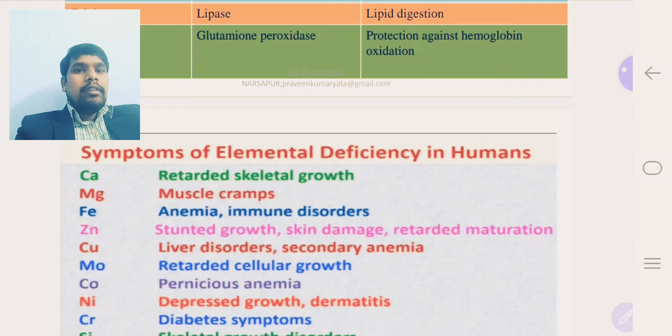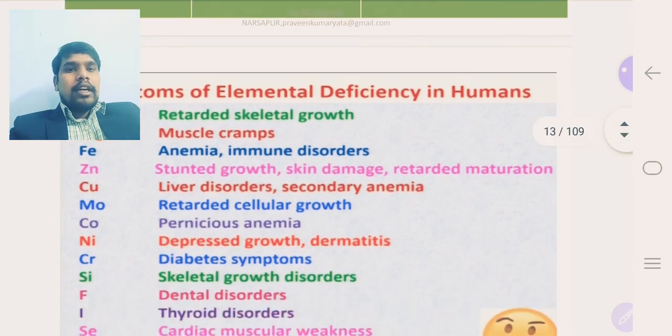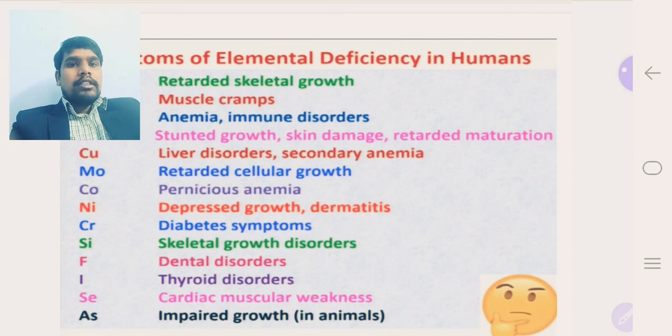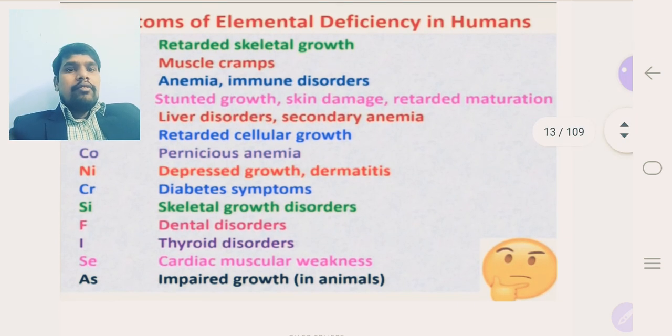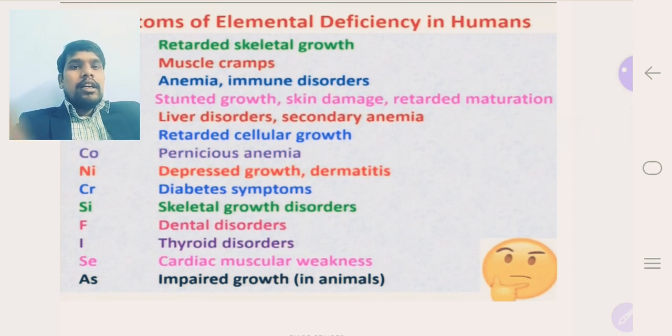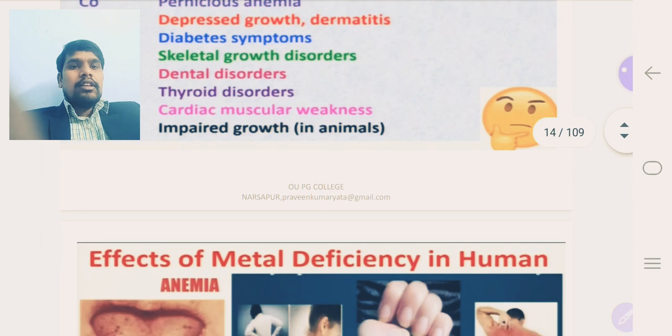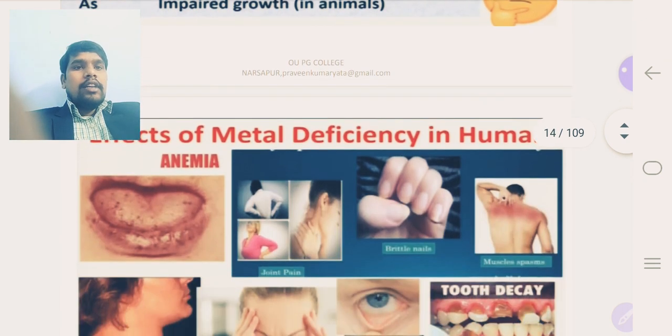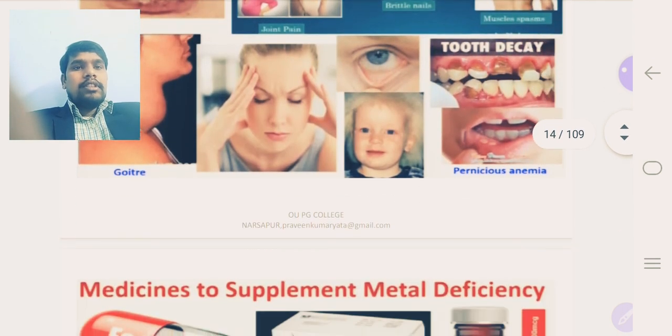And molybdenum deficiency causes retarded cellular growth. Cobalt, pernicious anemia. Nickel, depressed growth and dermatitis. And chromium, diabetes symptoms. Silicon, skeletal growth disorder. Fluorine, dental disorders. Iodine, thyroid disorders. Selenium deficiency, cardiovascular weakness. Arsenic, impaired growth in animals. Effect of metal deficiency in humans, this picture shows.